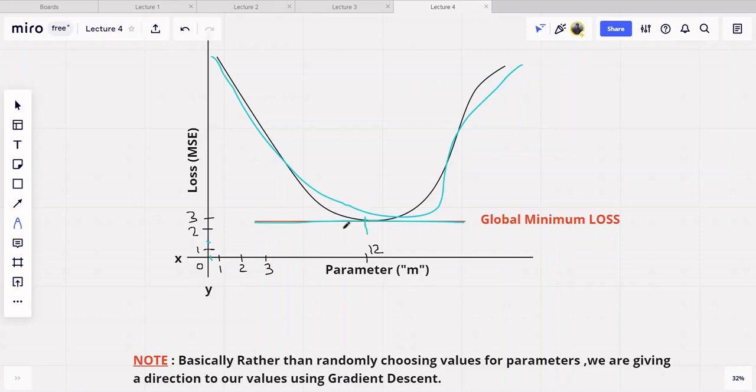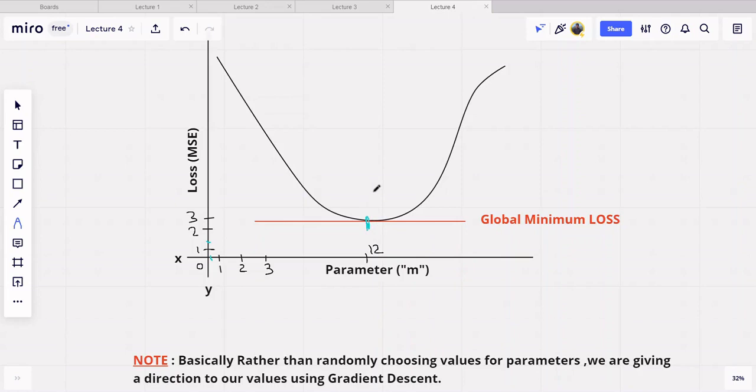Minimum. So you can see that as we update the value of a parameter, as we perform more and more iterations, our loss is decreasing. What we want is, after a few iterations, our loss will reach a global minimum, and we want to choose the parameter for which this value is the lowest.